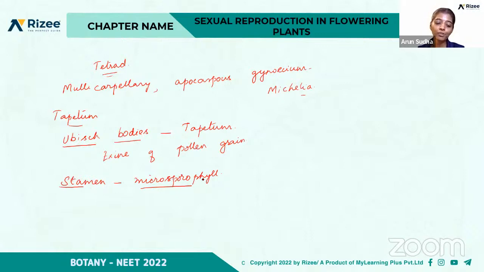And main function of endothecium in anther is mechanical, nutritive, dehiscence, and storage. So the main function of endothecium in anther is, yeah, B is the right answer. That is, it is involved in dehiscence. Dehiscence is the right answer. The endothecium is involved in dehiscence.